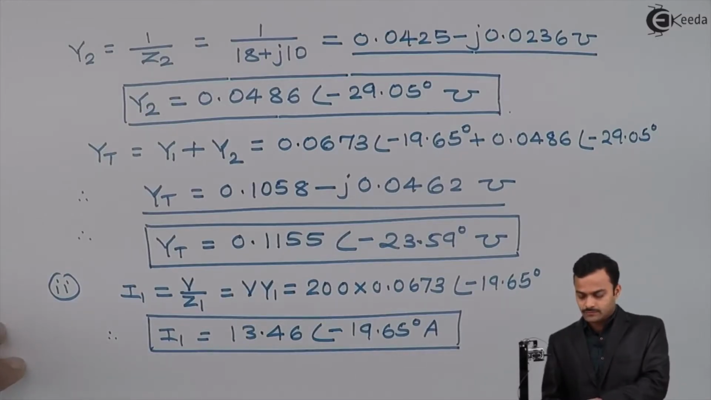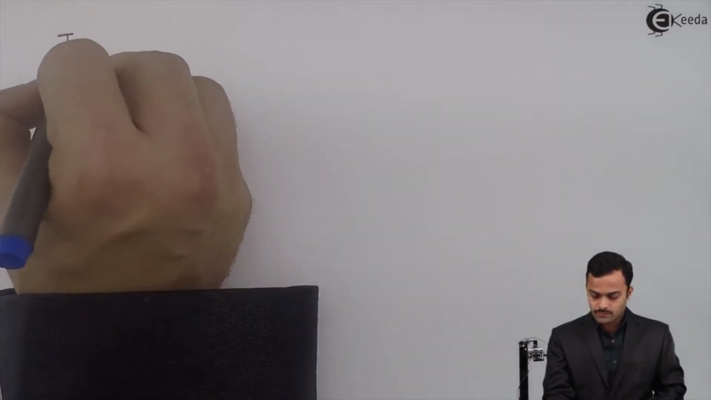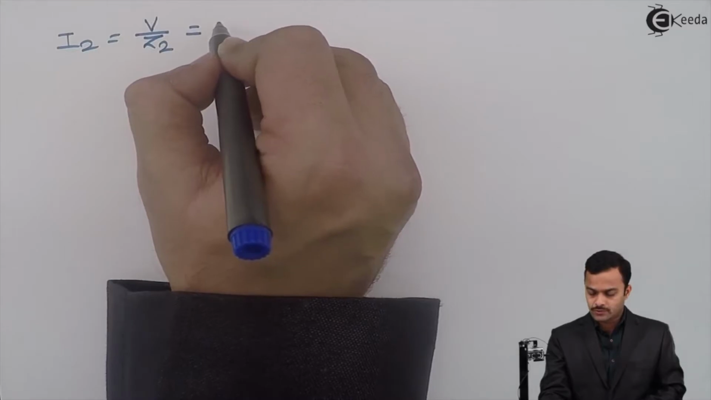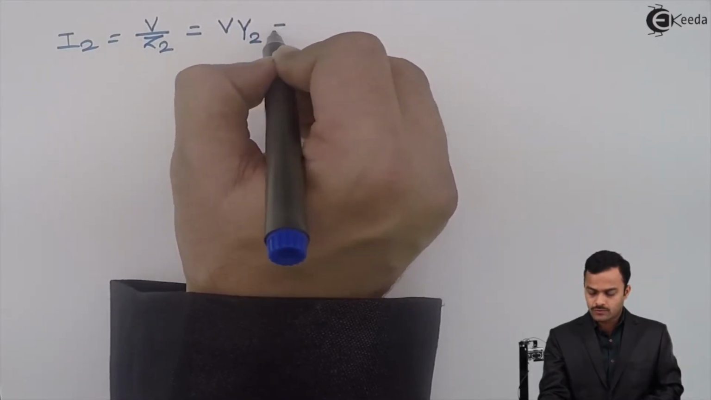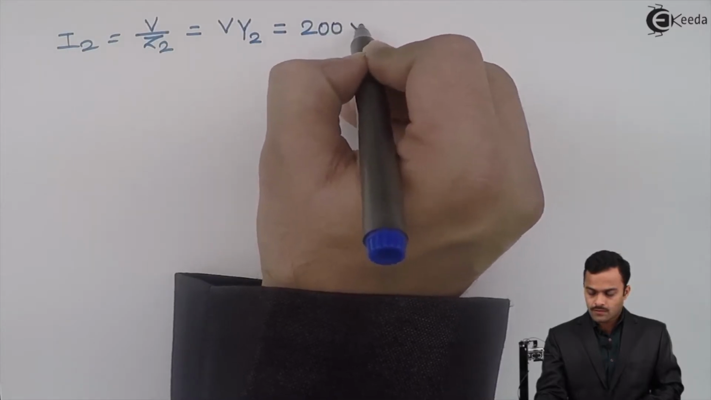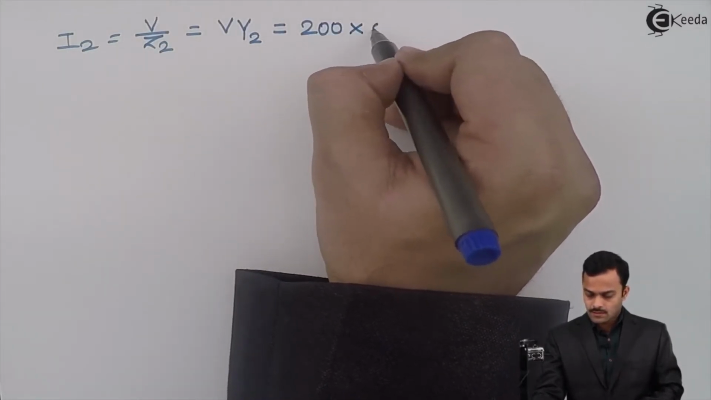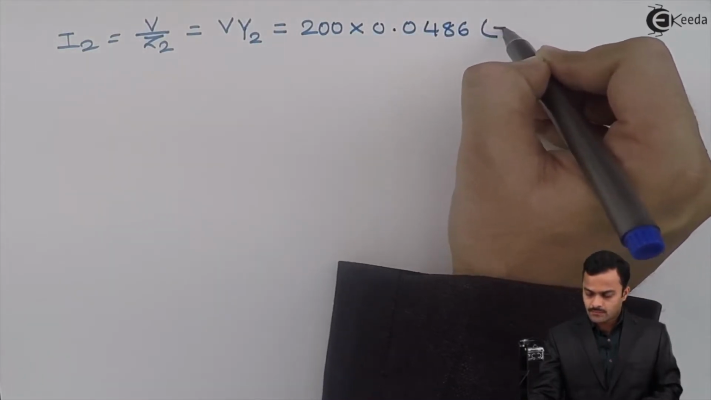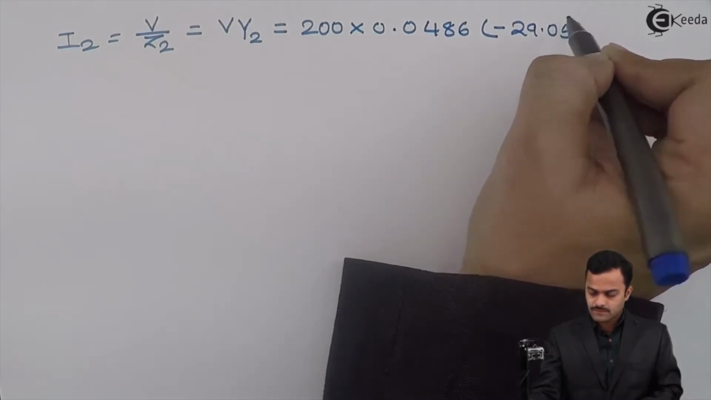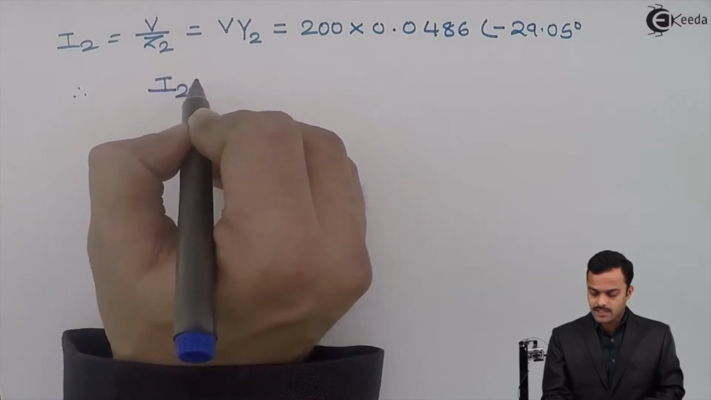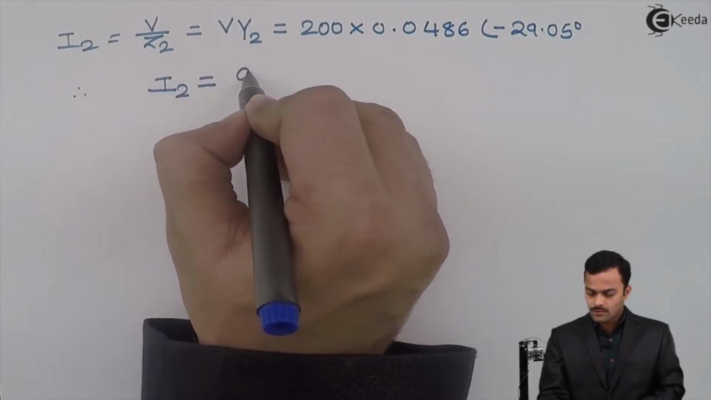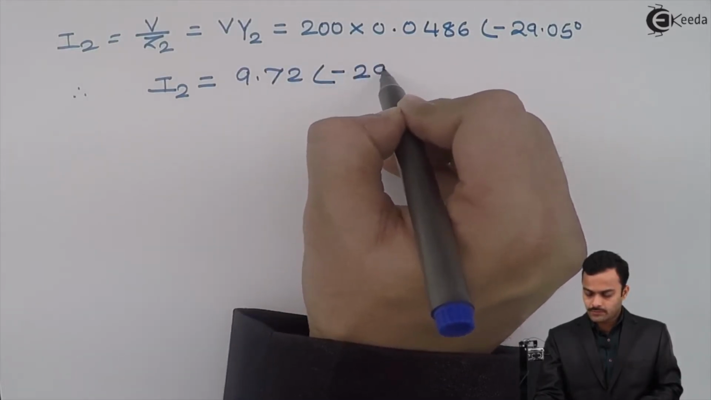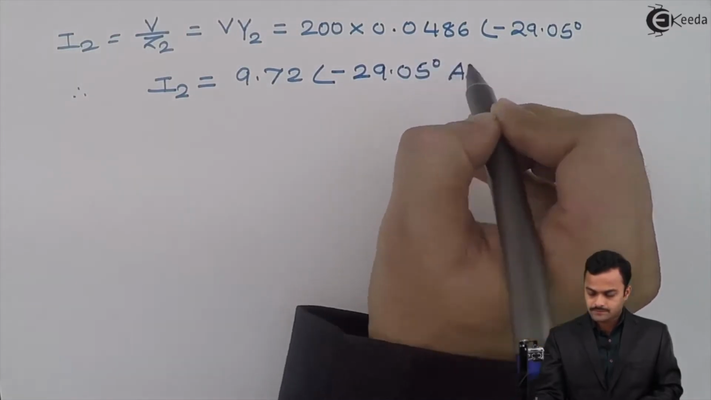Similarly, I can get I2. I2 equals V upon Z2. Once again 1 upon Z2 is Y2, so V into Y2 is I2. V is 200, Y2 we have calculated as 0.0486 at an angle minus 29.05. After solving this, I will get branch current I2 equal to 9.72 at an angle minus 29.05 ampere.